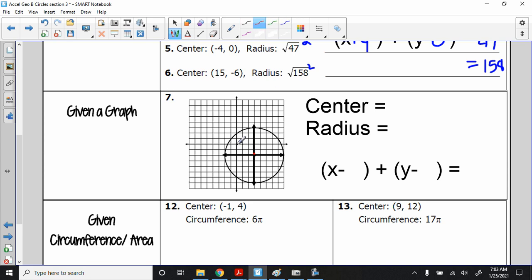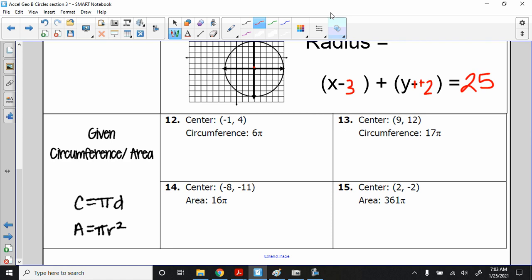So all you need is, looks like 1, 2, 3, -2. So 3, -2. That makes this a 3 here and a -2 here, which becomes plus. The radius is 1, 2, 3, 4, 5. So this would be 5 squared. I hope that's pretty easy. Same exact thing, just I gave it to you as a picture.